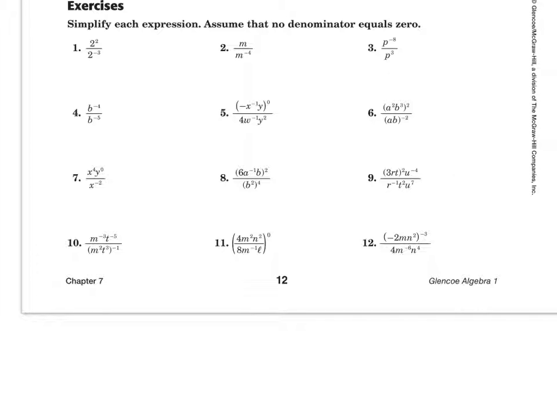So to start here, I've got 2 squared over 2 to the negative third, obviously the same base, which is good news for us. There's 2 ways you could think of this. One, you could think of it still as subtraction. That's going to be 2 to the 2 minus negative 3 power. Remember that 2 minus negative 3 is really 2 plus 3, so it's going to be 2 to the 5th power. 2 to the 5th power comes out to 32. So you can say 2 to the 5th or 32.